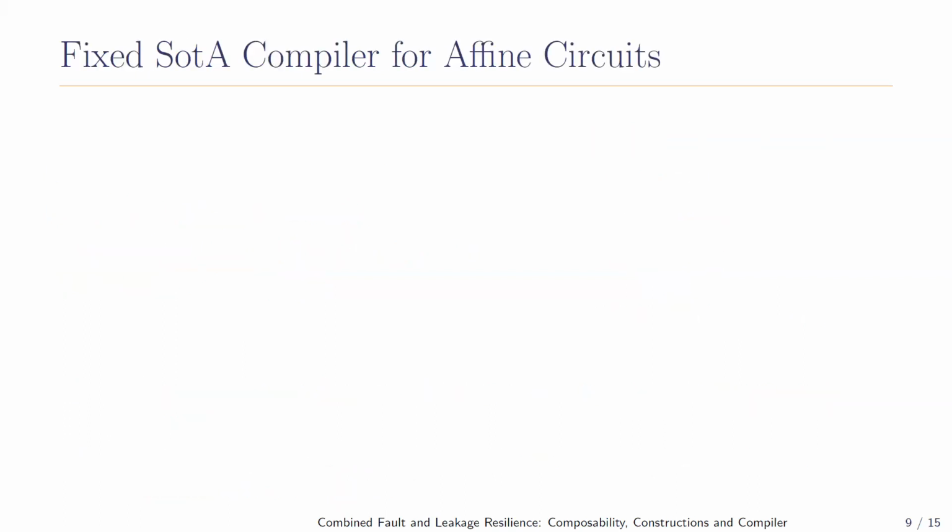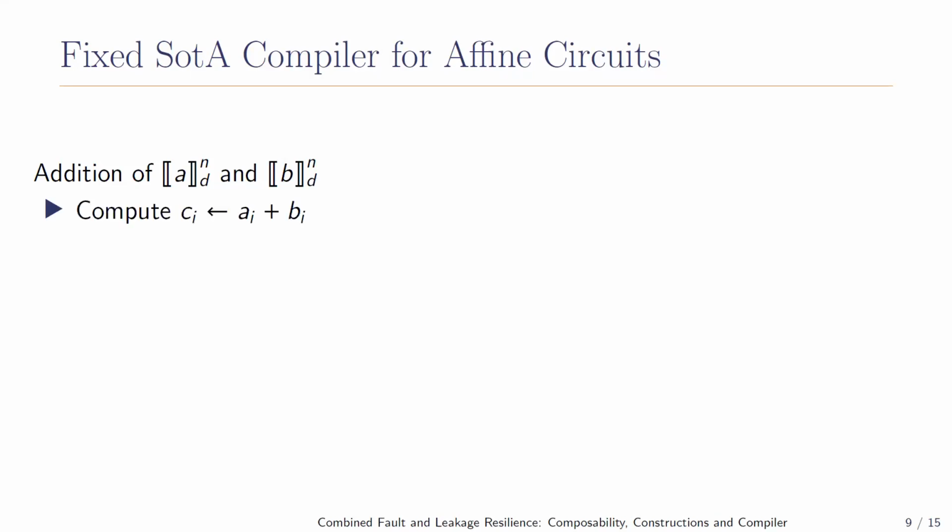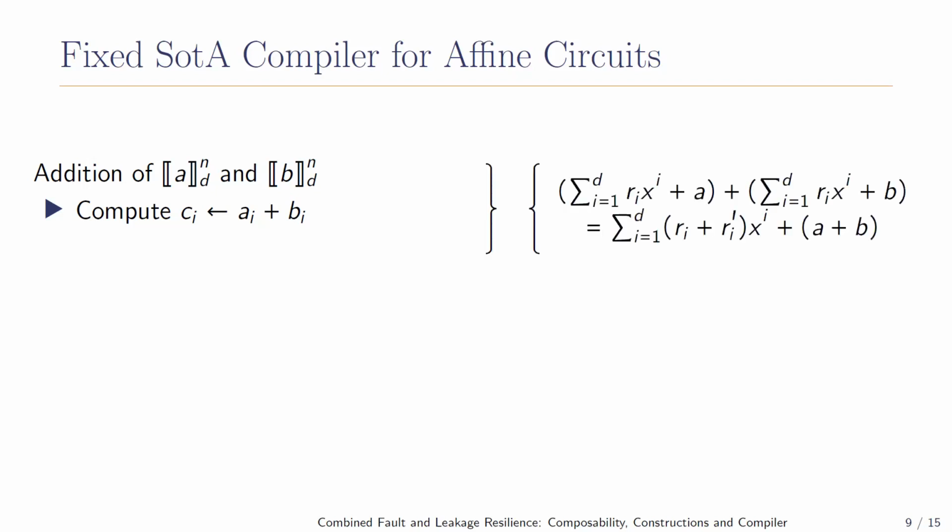Now I will just show you how to compute with these encodings with the gadgets. The first one is the addition gadget, which is quite easy. It's just shareways addition. So if we have an encoding of A and B, we just need to shareways add them together to get the addition. This just follows from the polynomial properties.